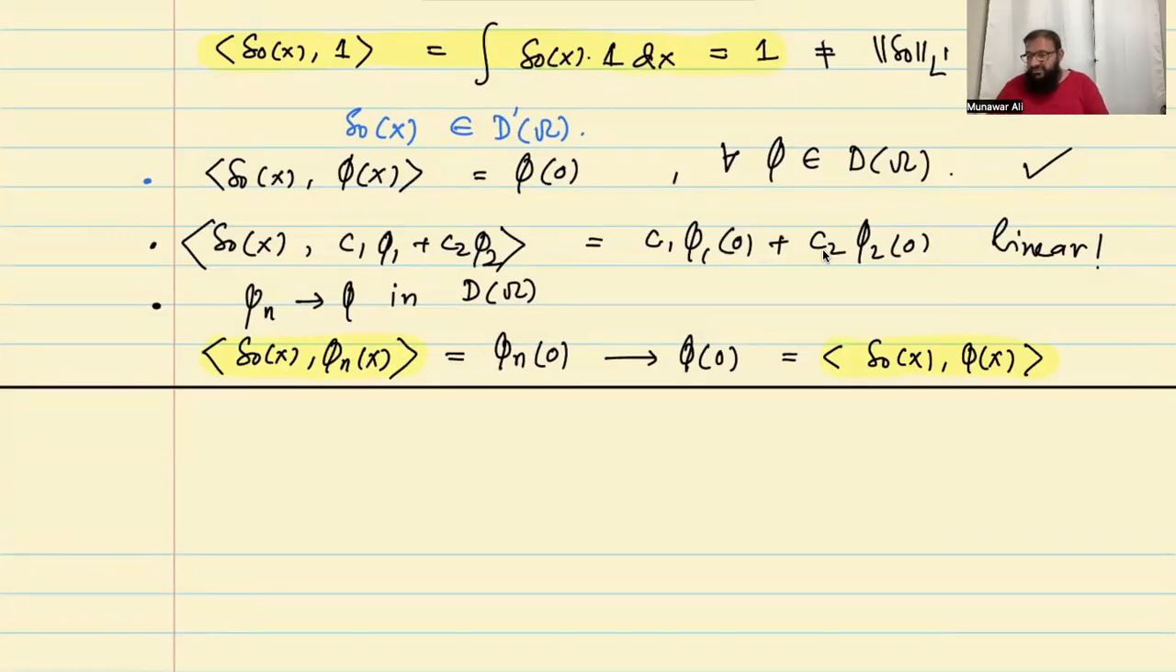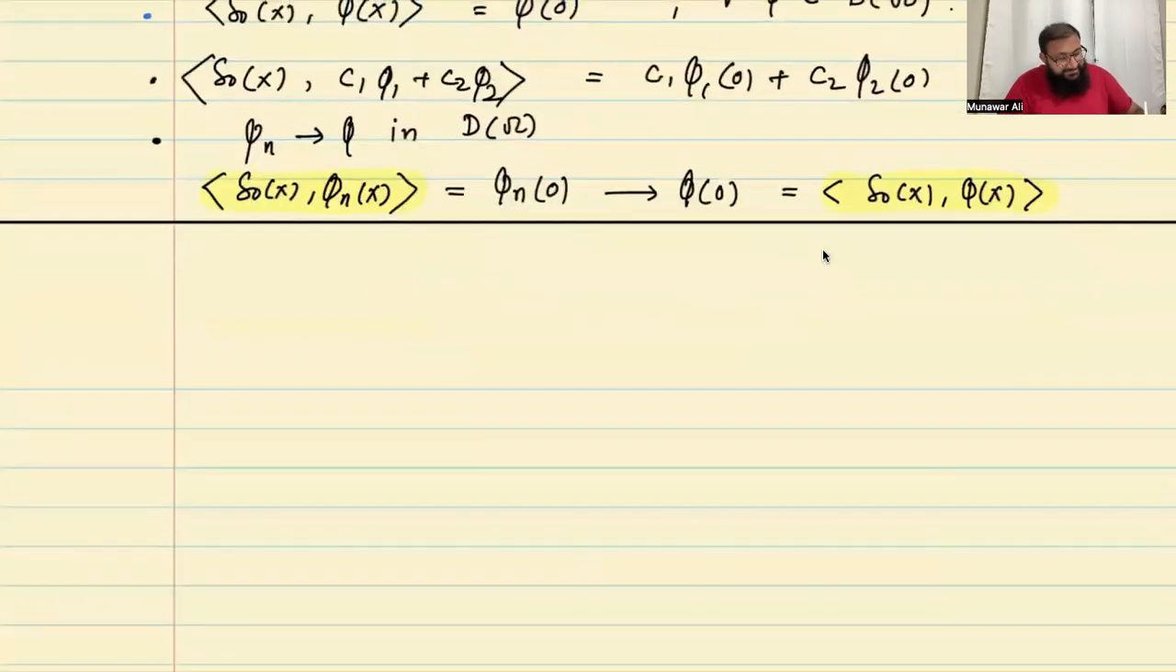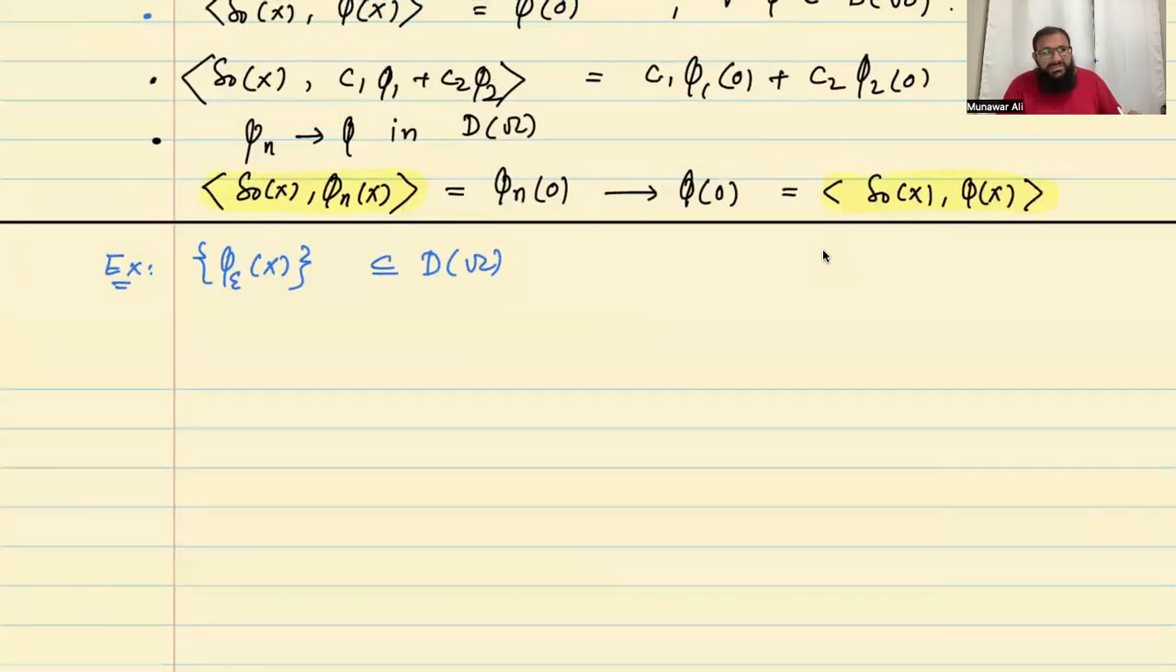Okay, so the next example that I'm going to discuss is the sequence of mollifiers phi epsilon of x, which are from the space of test functions. You know very well that these are C infinity functions with compact support. Then we say that these are functions from the test function space.